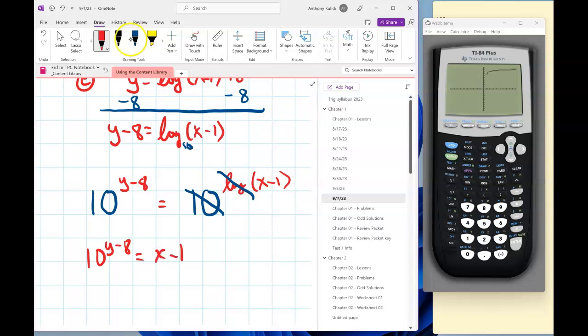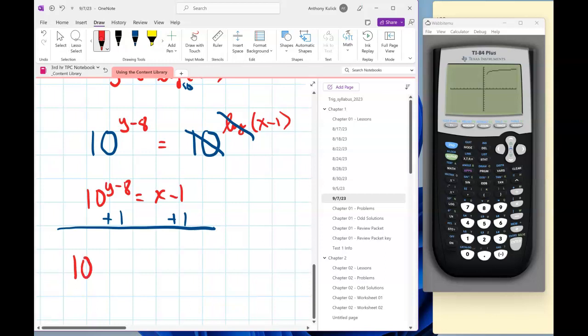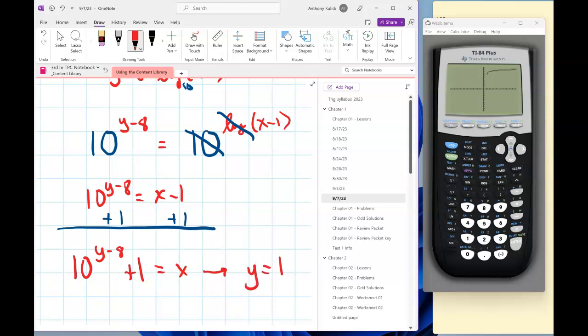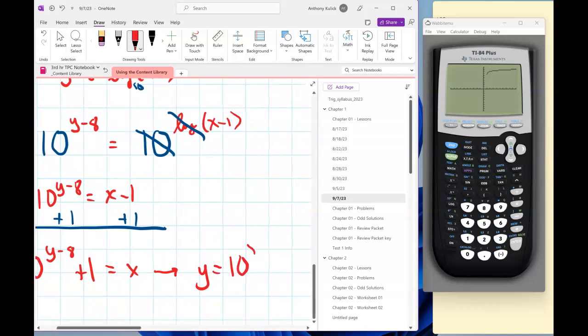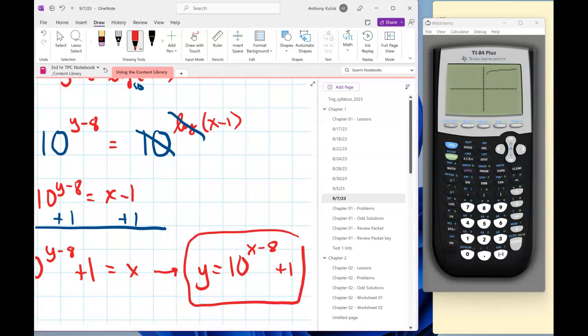And now I can just add 1 over to get the x by itself. I'm going to make sure that I write that clearly so it doesn't look like the plus 1 is in the exponent, but rather in the main line. And now I just swap my x's and y's, and we are donezos. Does that feel okay? Great.